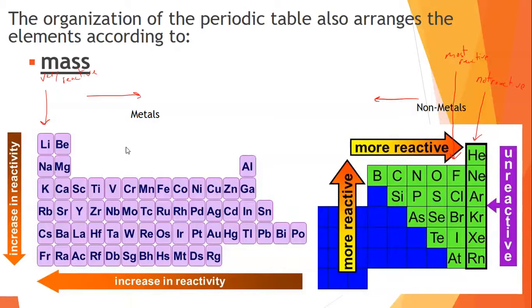Okay, so reactivity is one way to organize these elements. So is the mass. Okay, so if we take a look at mass on your periodic table, the elements, not only do they follow reactivity, but they're put into order according to how heavy the atoms are. All right, so as we get further down the periodic table from top to bottom, the atoms get heavier and heavier because they're made of more subatomic particles.